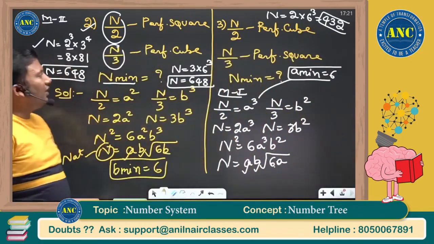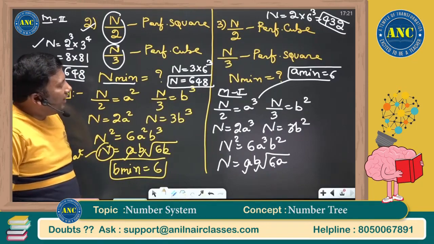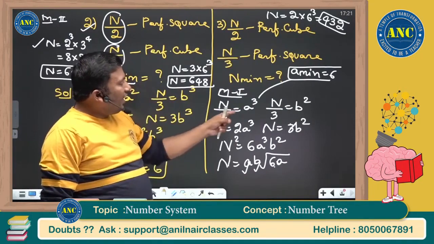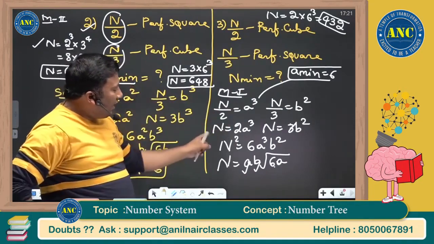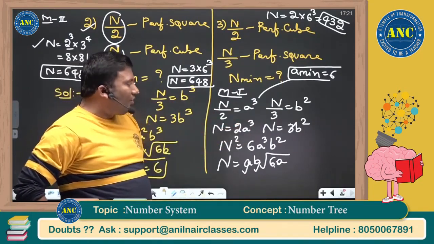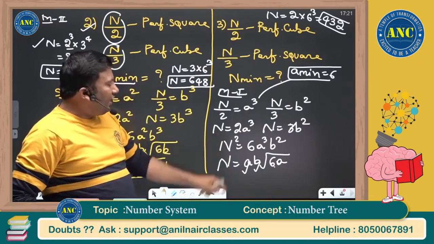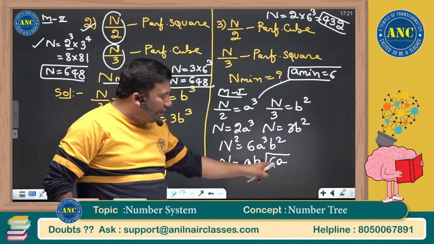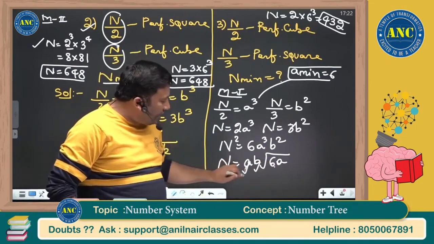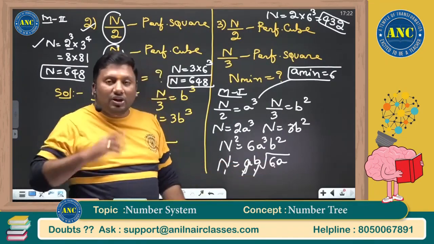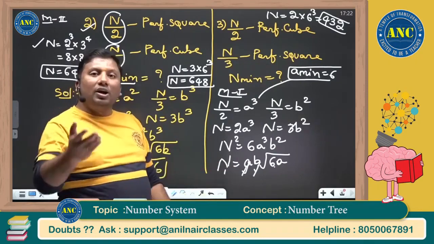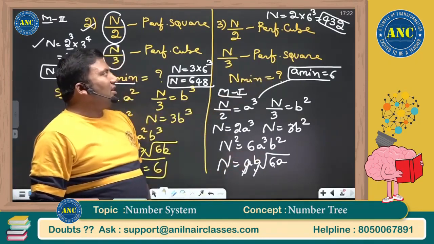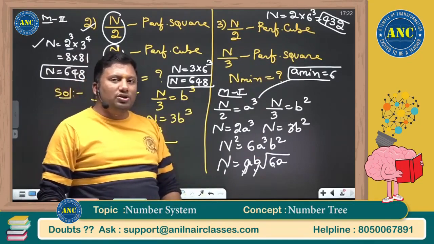I hope the idea is clear. N by 2 is a perfect cube, so n by 2 is a cube. N by 3 is b square. N is equivalent to 2a cube, n is equivalent to 3b square. N square is equivalent to 6a cube b square. N is ab under root 6a. These are natural numbers. A should be a minimum value. Under root 6a, another 6 should be there. So a minimum is 6. So n is 2 into 6 cube.